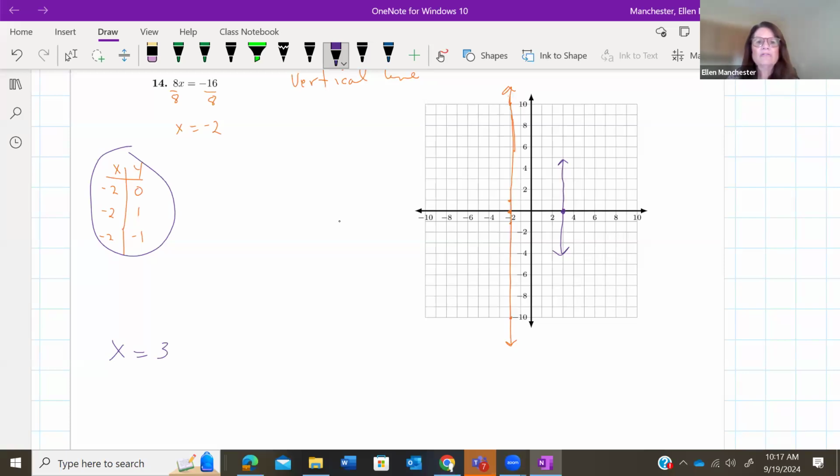If you have y equals, say, I don't know, -8, you're going to come down to the y. You're going to put a point on the y at -8, and you're going to put a horizontal line through it. Okay, and then you can double check. When x is 1, y is -8. When x is -4, y is -8. So you can see that you have the line in the right spot.